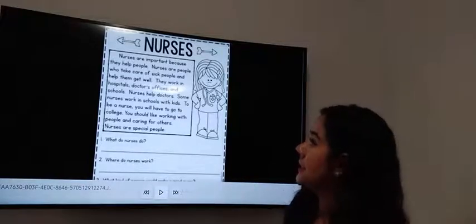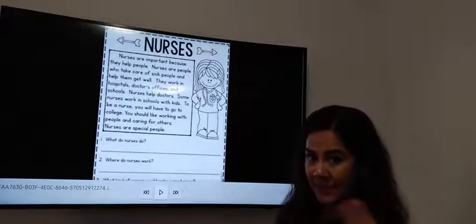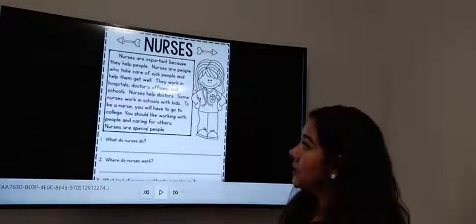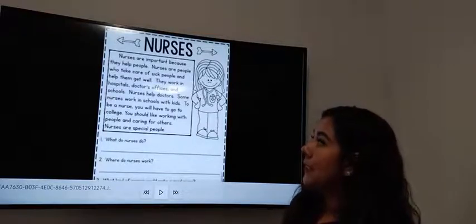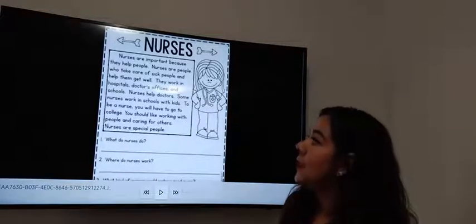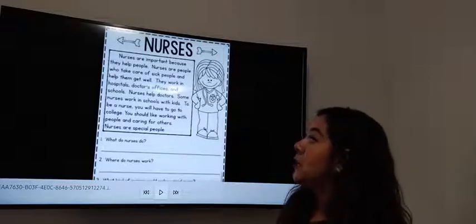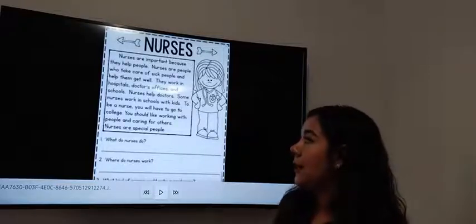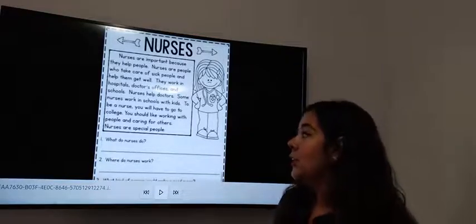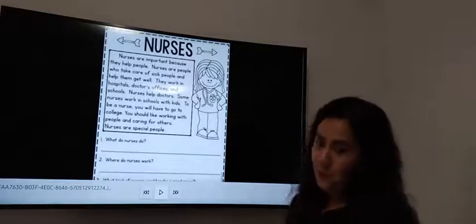And it says nurses. You can read it next to me or at the same time so you can practice your pronunciation, okay? Nurses. Nurses are important because they help people. Nurses are people who take care of sick people and help them to get well. They work in hospitals, doctors' offices, and schools. Nurses help doctors. Some nurses work in schools with kids. To be a nurse, you will have to go to the college. You should like working with people and caring for others. Nurses are very special people.